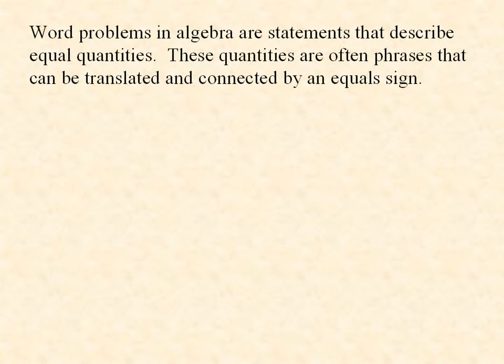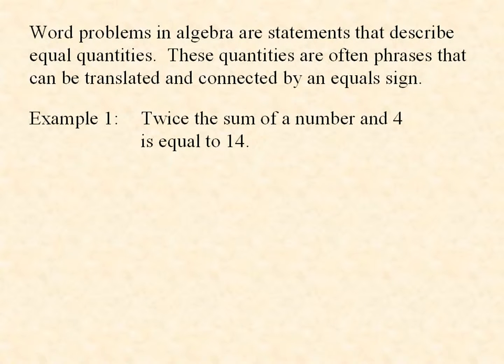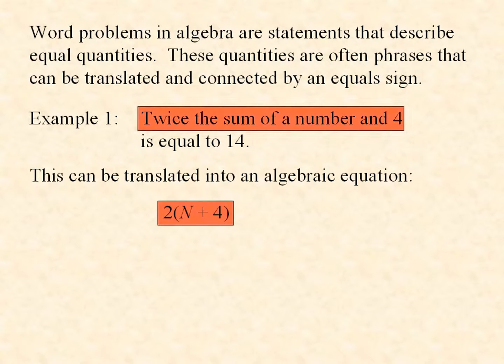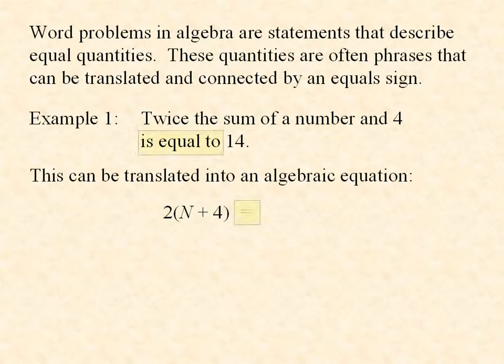Word problems in algebra are statements that describe equal quantities. These quantities are often phrases that can be translated and connected by an equals sign. Example 1. Twice the sum of a number and 4 is equal to 14. This can be translated into an algebraic equation. Twice the sum of the number and 4 is equal to 14.